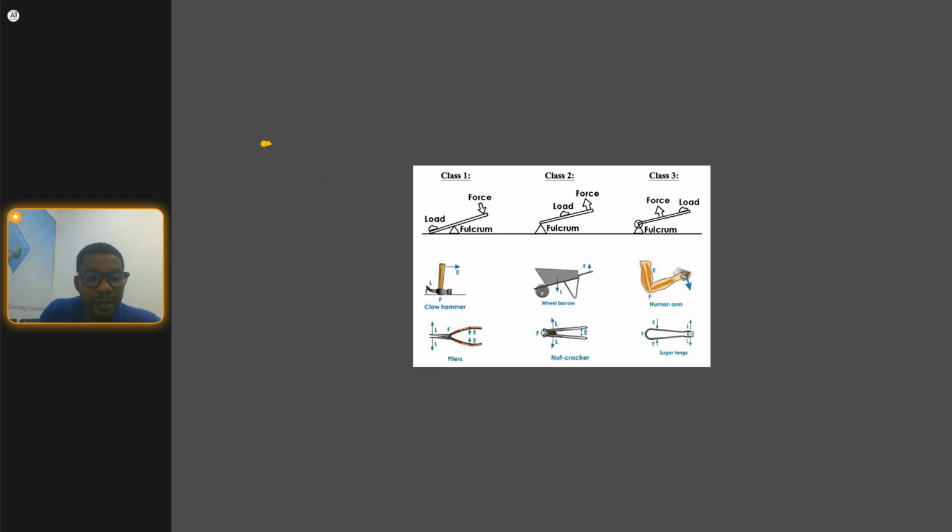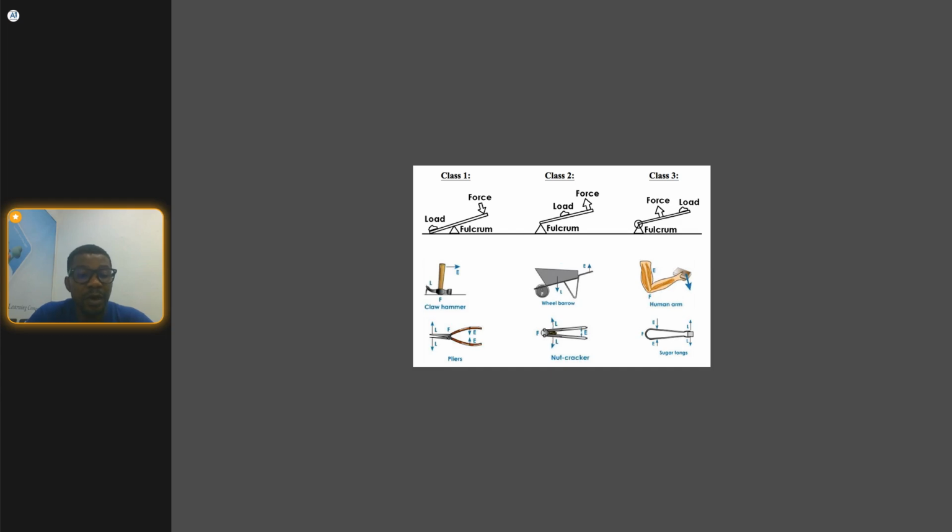The load is at this point. The force, which is also known as effort. Take note, the force is also known as what? The effort is at this point. And the fulcrum, which is also known as the pivot, is in between. These are the very technical questions that UTME are fond of asking.